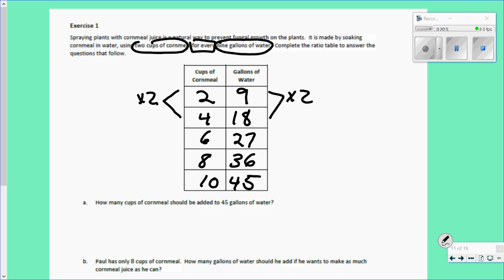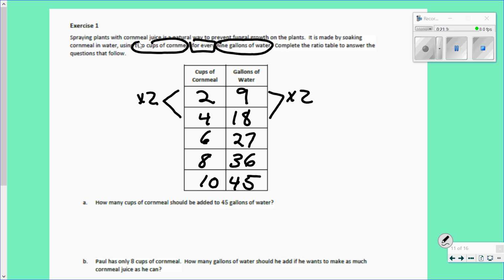Okay, so you got all those by doing the multiplication. You could have done it additive as well, whichever one you're more comfortable with. All right, so now that we've built our table, now we got to answer our questions. How many cups of cornmeal should be added to 45 gallons of water?